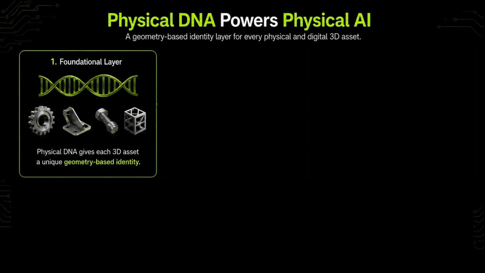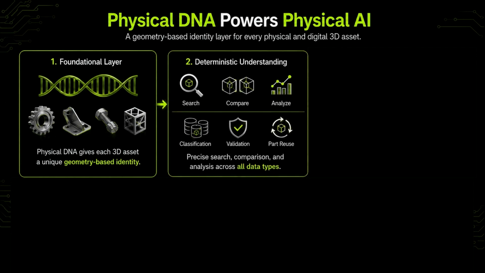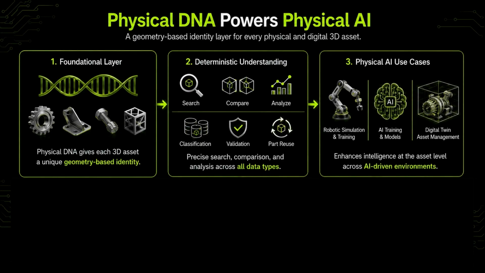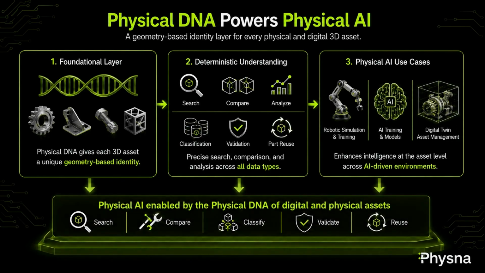Starting from a foundational physical DNA layer, Physna delivers precise, deterministic search, comparison, and analysis across all data types. Across the full spectrum of physical AI use cases, from robotic simulation and training to digital twin asset management, Physna enhances intelligence at the asset level. Its foundational physical DNA layer gives every physical and digital 3D asset a geometry-based identity, enabling more precise search, comparison, classification, validation, and part reuse across complex AI-driven environments.